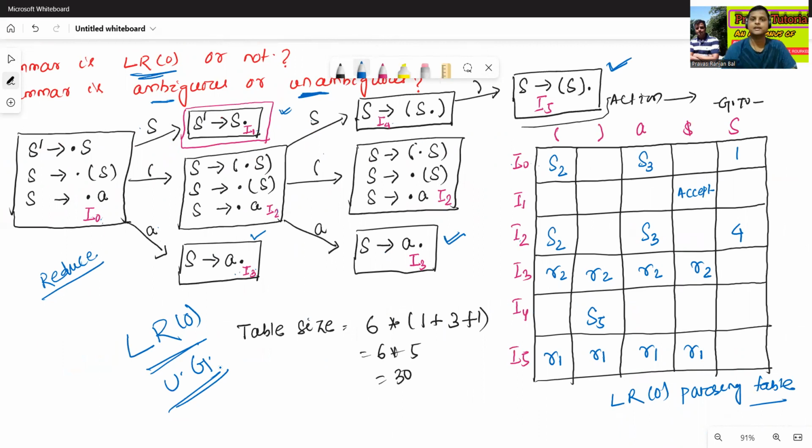Remember one thing. In the previous class, I forgot to write the accept action in I12 dollar. Please don't mind, just write I12 is accept action. So the given grammar is LR0 and also unambiguous. In the next class we will discuss one more example of LR0 parsing.